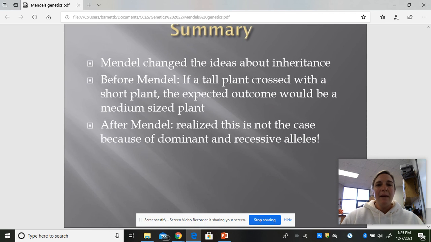So in summary, Mendel's discoveries really changed how we understood inheritance, and he eventually led to the discovery of the structure of DNA. Before Mendel, the common understanding was if you had a tall plant and you crossed it with a short plant, the expected outcome would be a medium-sized plant. But after Mendel, we realized this is not always the case because of dominant and recessive alleles.